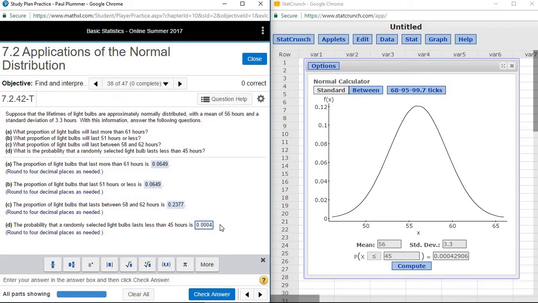It is possible on some of these that your answer could be 0.0000. At least when we get to chapter 8, at some point you may have that, and that's okay.